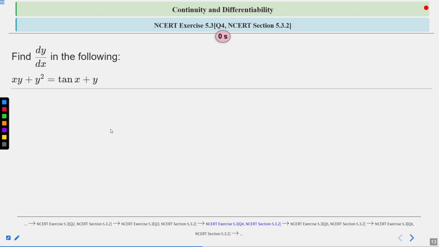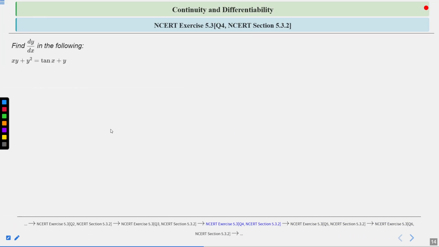Okay, let us move to the solution part. We have the expression xy plus y square is equal to tan x plus y, and we basically have to find dy by dx, right? Now let us see the solution part. The given relationship is xy plus y square is equal to tan x plus y, right?